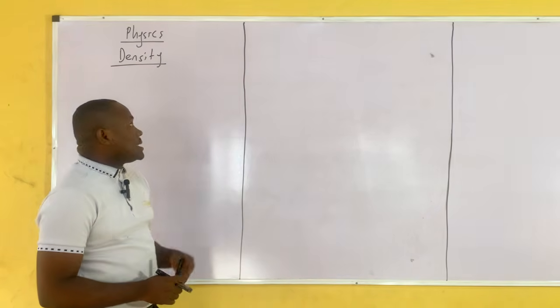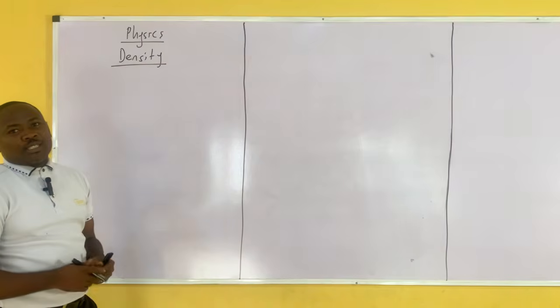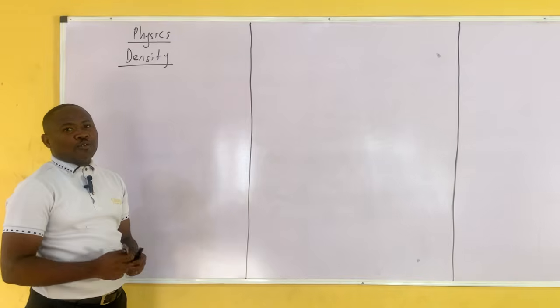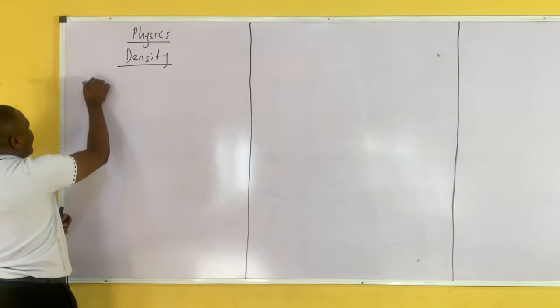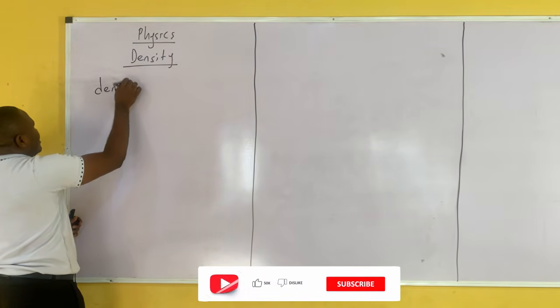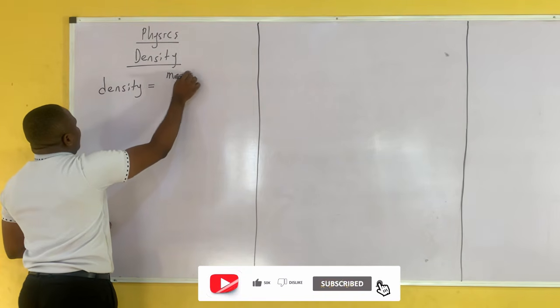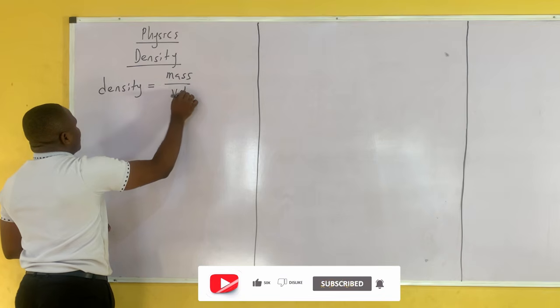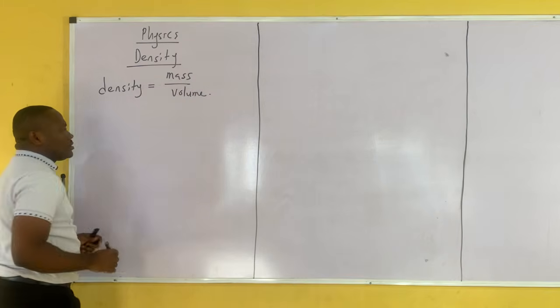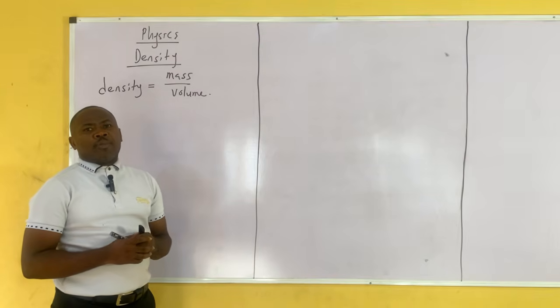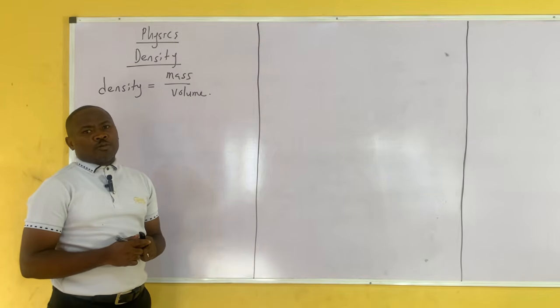Today we'll be looking at density. What is density? Density is the mass per unit volume of a substance. So the density of a substance can be determined by the mass per unit volume of that substance.